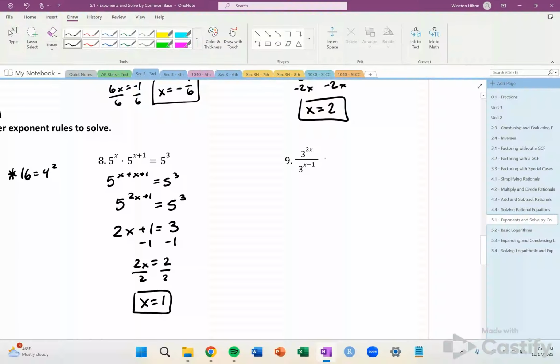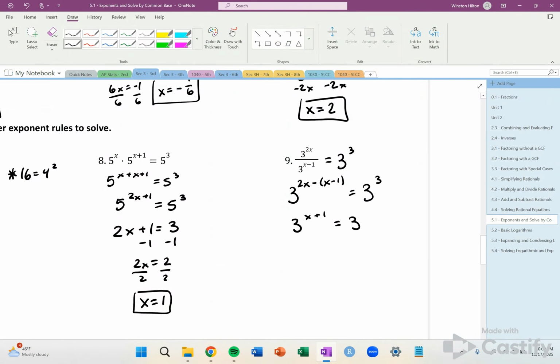Example 9 has a typo. There should be an equal sign, but there isn't, so let's make this 3 to the power of 3. I think that'll work out. Anyway, on the left-hand side, we have a division expression with exponents with the same base, so we can subtract those powers. We get 2x minus x minus 1 equals 3 to the power of 3. 2x minus x is just x, and minus a negative 1 becomes plus 1.